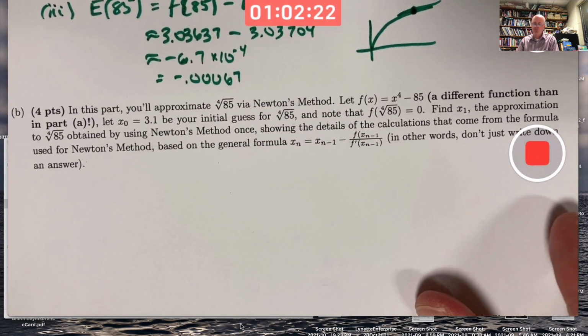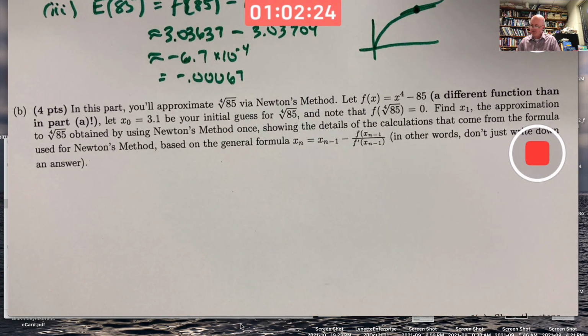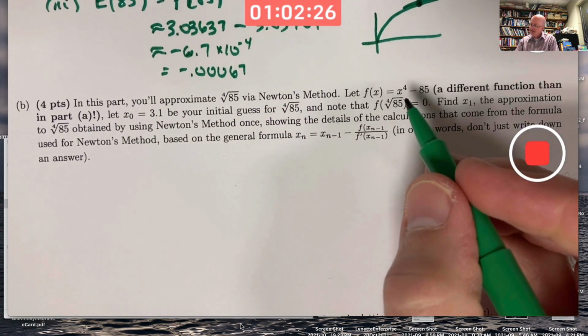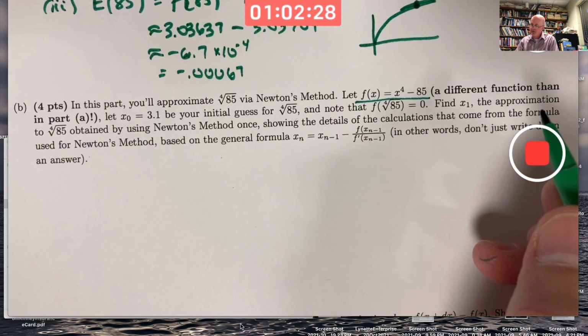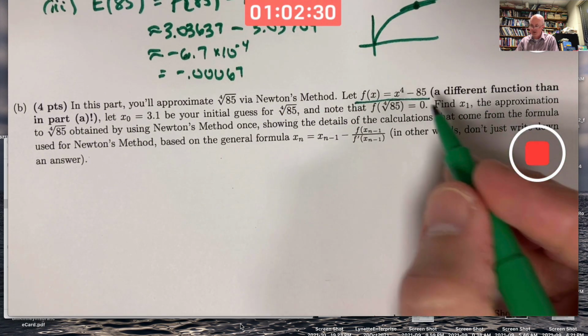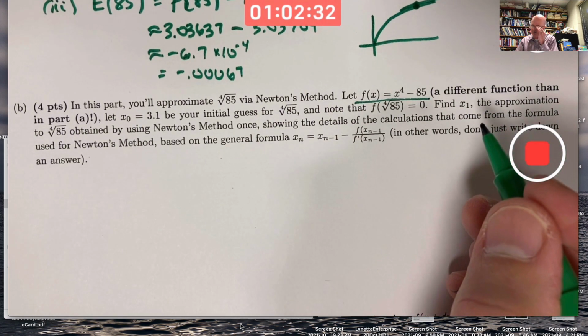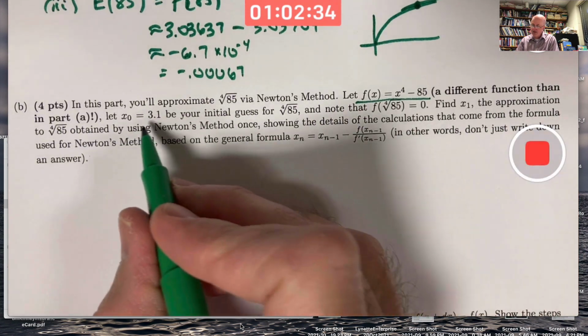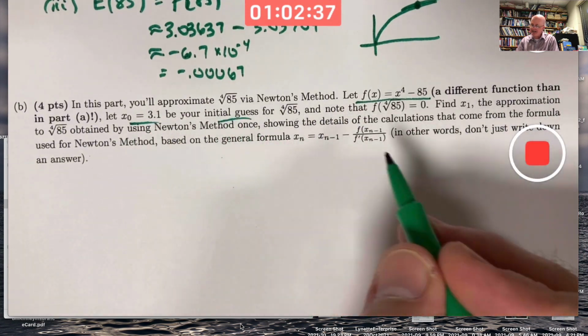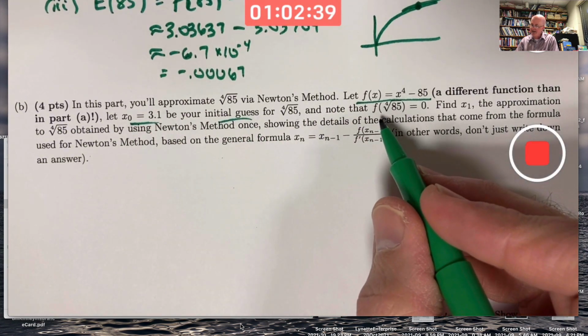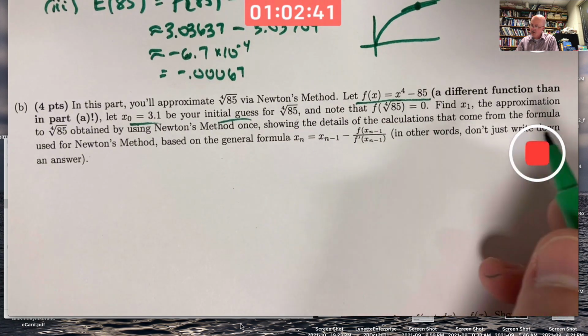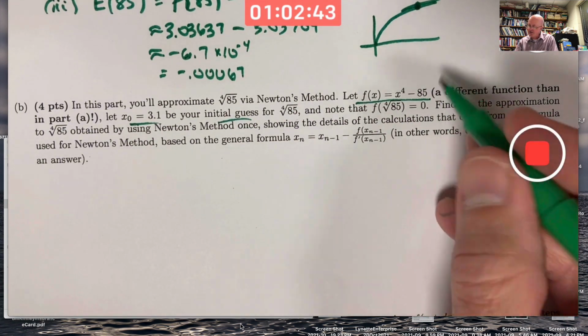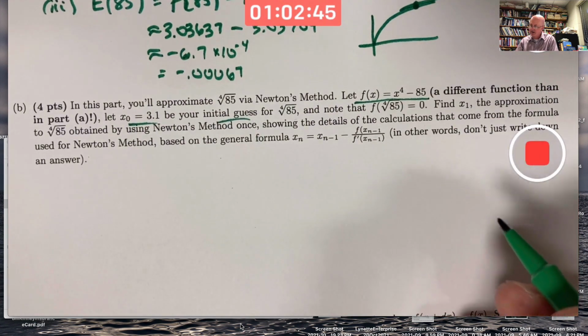Continuing to approximate fourth root of 85, we're doing it by Newton's method. Telling you what to do here. That's the function we want to find the root of, which will definitely be the fourth root of 85. Use 3.1 as your initial guess. Note that fourth root of 85 is 0. Why did I note that? Okay, that's just to confirm that it's the root of f of x.